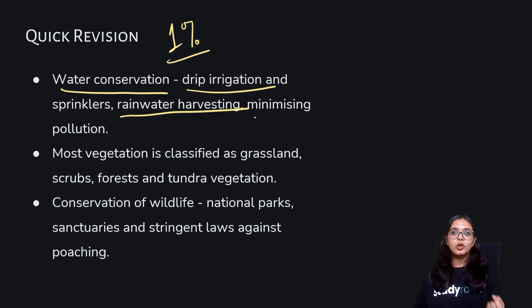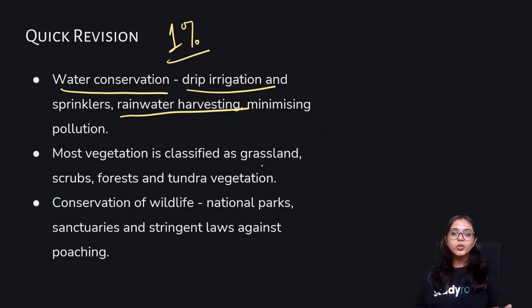How can we minimize pollution? Whatever effluents and toxic pollutants are getting out of our households and the effluents of the industries should be properly treated in the respective water treatment plants before being released into the water bodies, so that the fresh water bodies are not getting contaminated, and the aquatic life system is also being preserved and not contaminated.